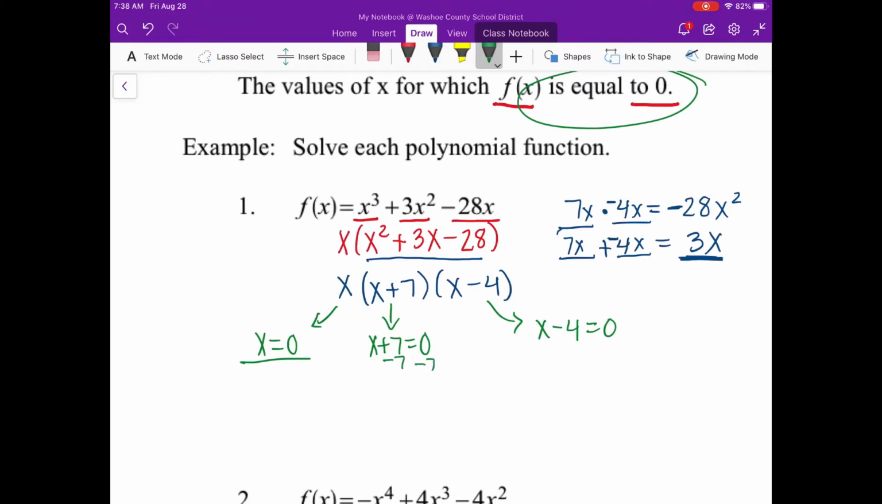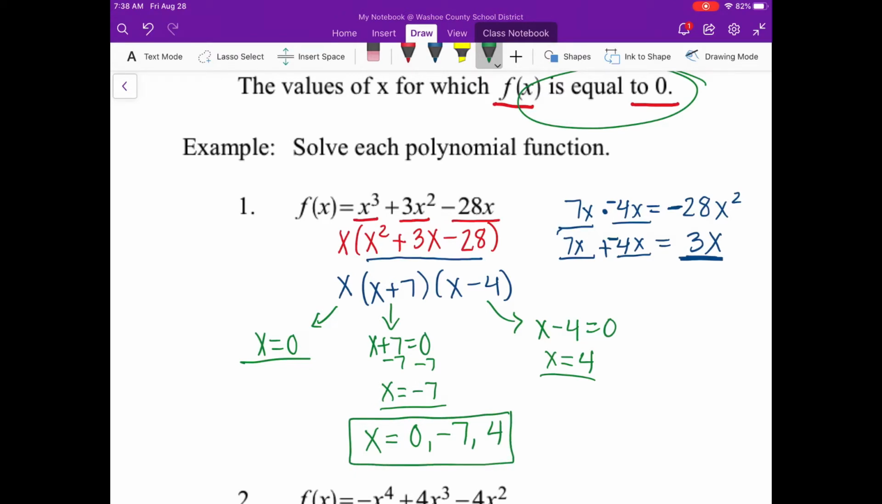This one, I'm going to subtract 7 from both sides. So I end up with x equals negative 7. And this one, I'm going to add 4 to both sides. So I end up with x equals 4. Okay? And your final answer is just going to be those numbers listed. The order that you list them does not matter.